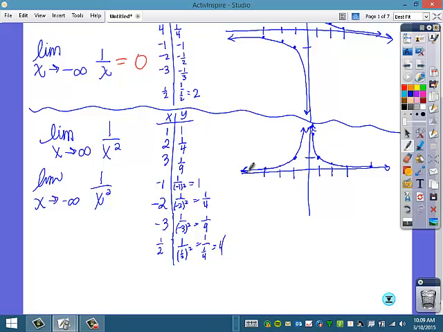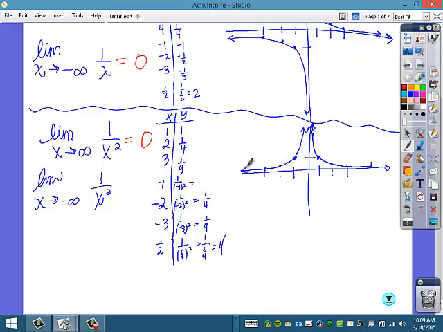So as x approaches positive infinity, my y values are getting closer and closer and closer to that x-axis. My y values are approaching 0. My fractions are getting smaller and smaller and smaller. They're never actually going to hit 0, but they're going to get really close. So the limit as x approaches positive infinity is 0.